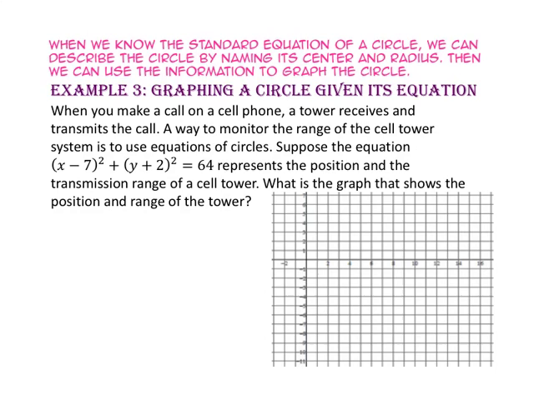When we know the standard equation of a circle, we can describe the circle by naming its center and radius. Then we can use the information to graph the circle. In example 3, we will graph a circle given its equation.